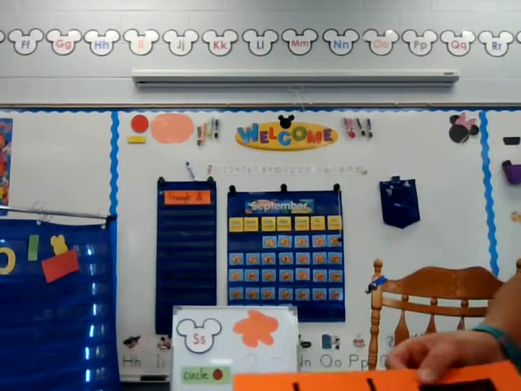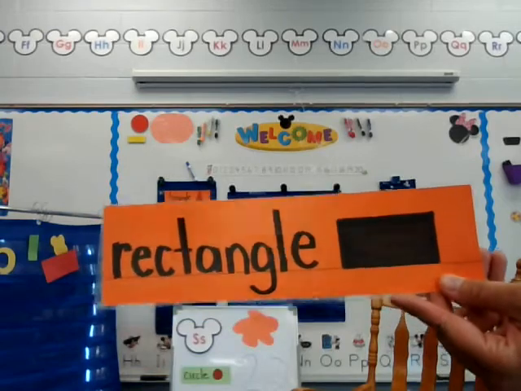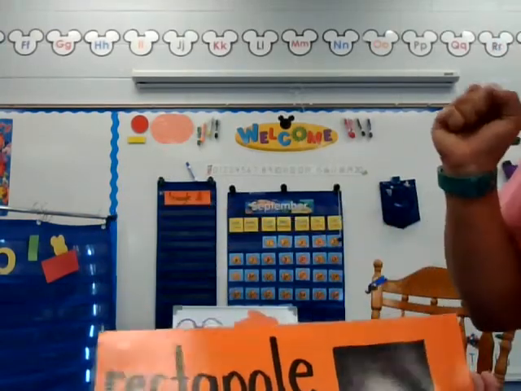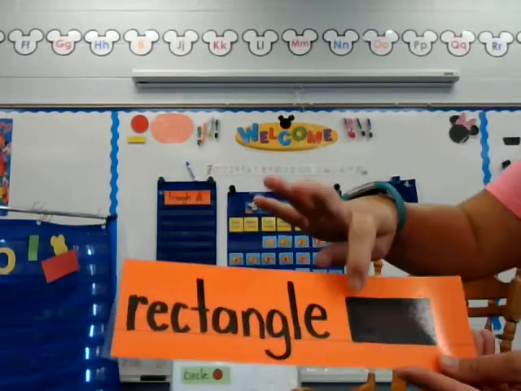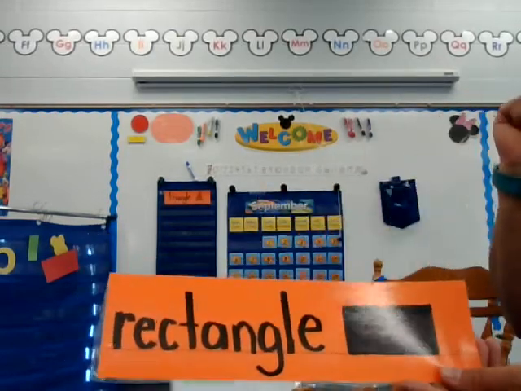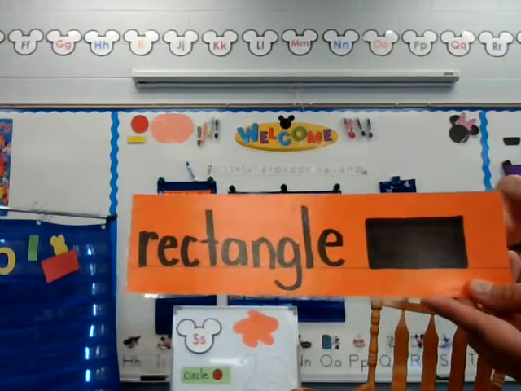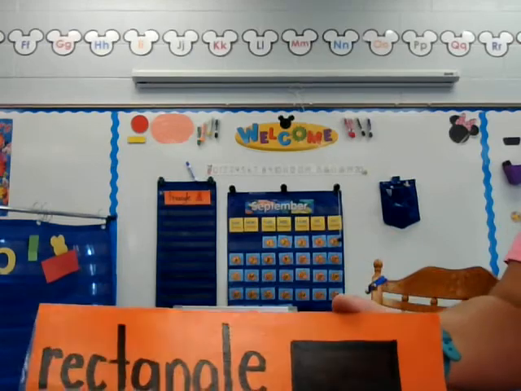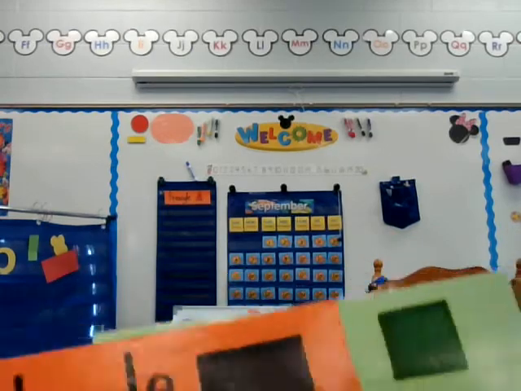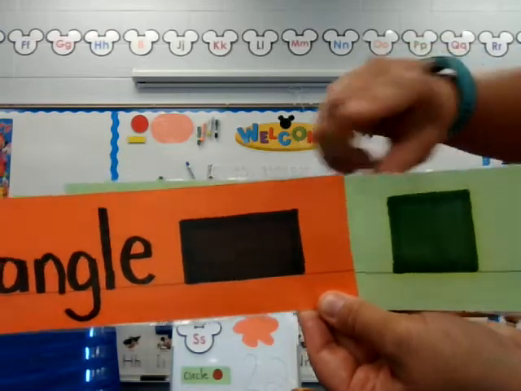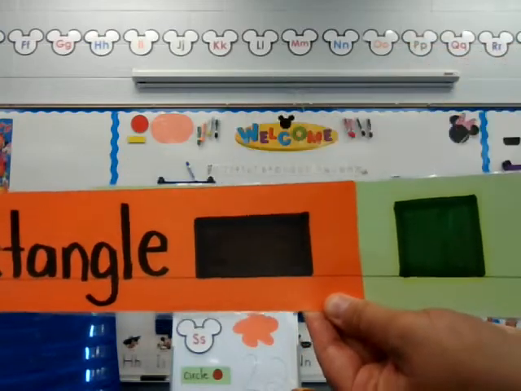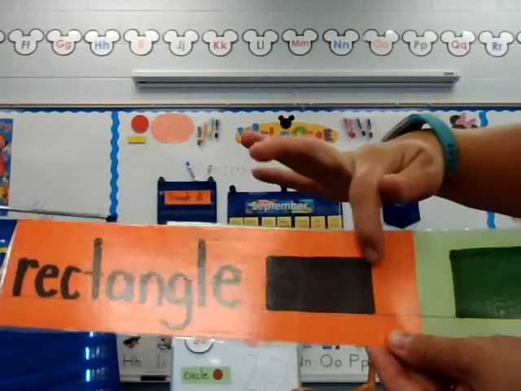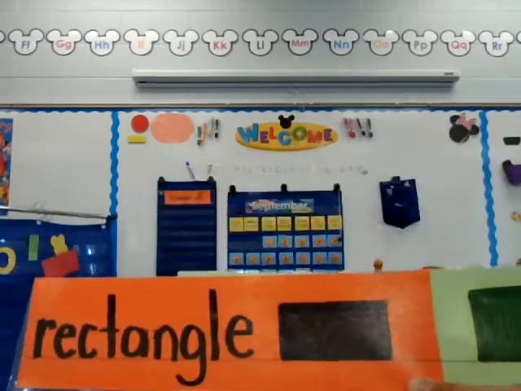And our last shape that we're going to talk about is the rectangle. And the rectangle has 1, 2, 3, 4 sides like a square, and 1, 2, 3, 4 points like a square. But can you tell what's different about a rectangle and a square? Let me show you the square again. So this is the square, and this is the rectangle. What's different? Oh, if you said the rectangle is longer, you were right.